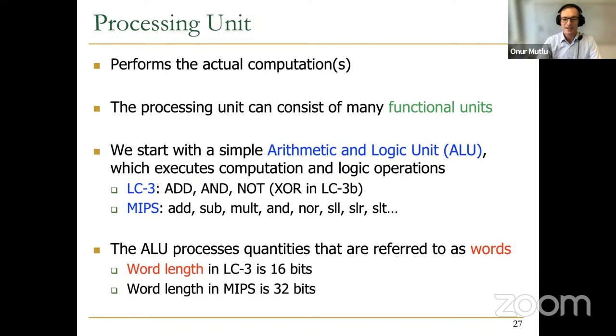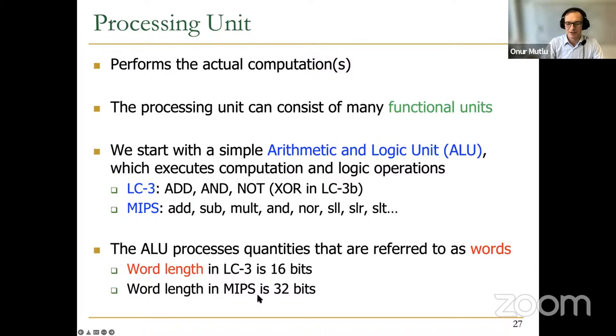And the ALU processes quantities that are referred to as words. When you talk about a 32-bit computer, for example, that's really what the ALU processes. This is called a word length, essentially. Word length in LC3 is 16 bits. Word length in MIPS is 32 bits. And in some processors today, word length is 64 bits.